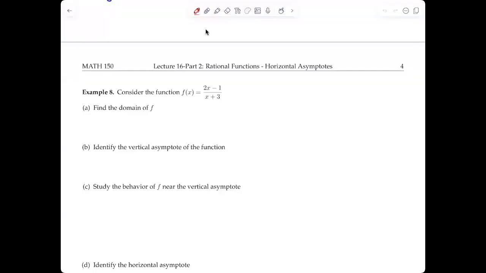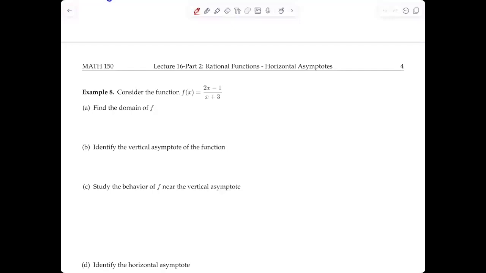Have a good day. So in example 8, all of these questions are very similar to example 7. Given a rational function, 2x minus 1 over x plus 3, you want to find the domain of the function and identify the vertical asymptote. We're going to study the behavior of the function near the asymptote. We did that toward the end of yesterday. It's a little bit more difficult than the other questions, so we're going to spend a little more time on it. Then identify the horizontal asymptote, and at the end, find the x and y intercepts of the rational function.